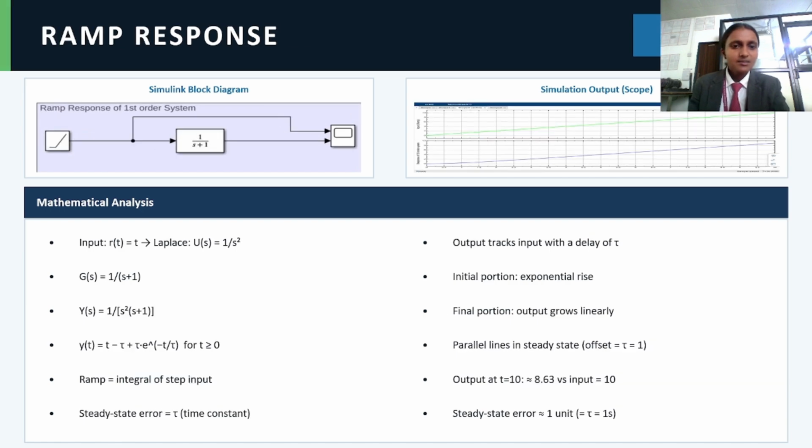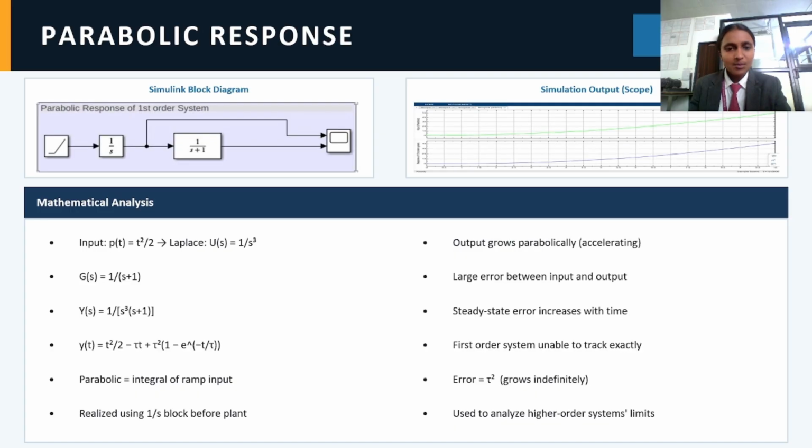Then the next slide is the ramp response. The ramp input increases linearly with time, meaning r of t equals t. The output is given by y of t equals t minus tau plus tau multiplied by e to the power of minus t by tau. Initially, the response increases exponentially and after some time it follows a straight line. However, the system cannot track the input perfectly and there is a constant steady state error equal to tau. This means the output always lags behind the input by a fixed amount.